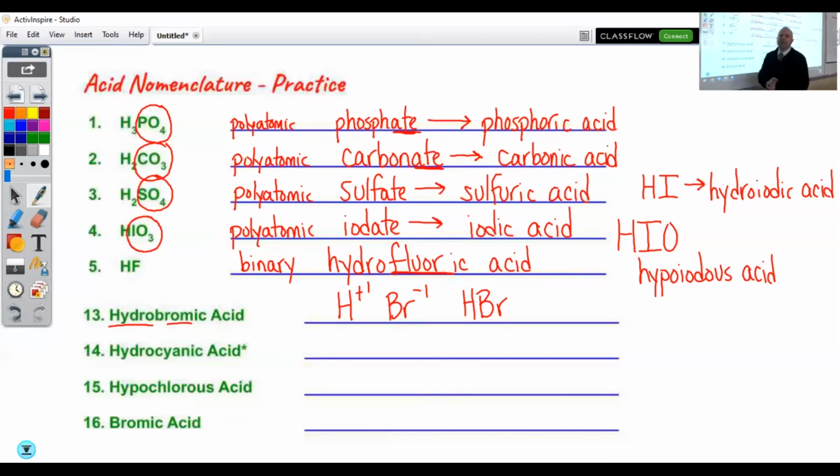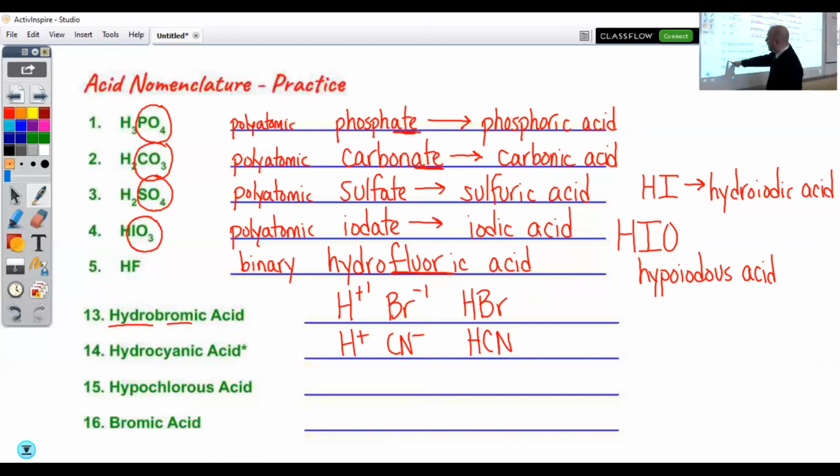I have an asterisk next to hydrocyanic acid, and that is because cyanide is the one polyatomic that when we name it as an acid, it behaves almost like a binary acid. And as a result of that, it gets named like a binary acid. It is just an odd exception to the rule. So even though it's a polyatomic, it has more than one ion, we name it as if it's a binary using that prefix hydro. That's the only example like that. So you don't have to really worry too much about seeing that.